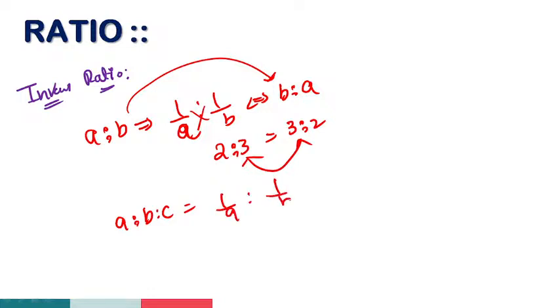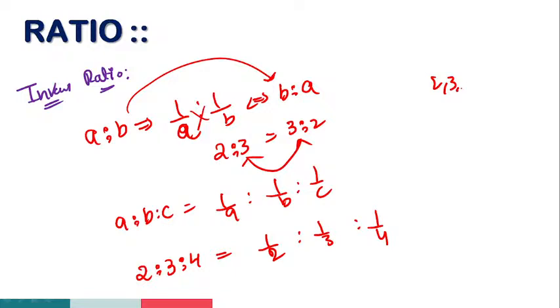For example, 3 quantities a is to b is to c, the inverse ratio is 1 by a is to 1 by b is to 1 by c. For example, the question like this: 2:3:4. The inverse ratio is 1 by 2 : 1 by 3 : 1 by 4. Now what is the LCM of 2, 3 and 4? The LCM is 12.